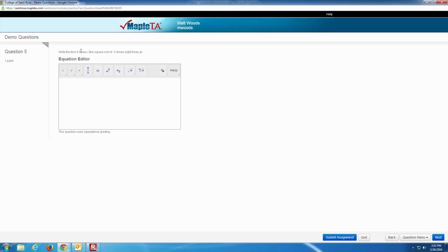Write the term 6 times i, which is the square root of -1, times 8 times pi. Alright, well 6 is easy. I'm just going to type 6. Here's all my operators. Times. I can either type the letter i, or I can go into here, which is the special characters, and there it is right there. Also for times, I can use the asterisk symbol on my keyboard. 8 times, and pi is another special character. So under here you have pi, e, i, and infinity.